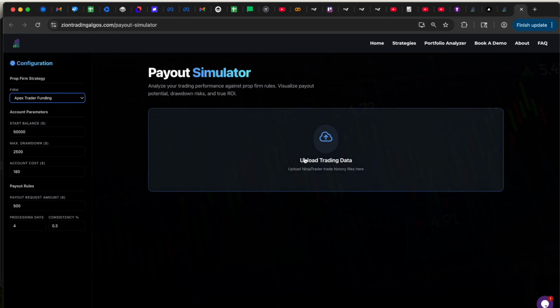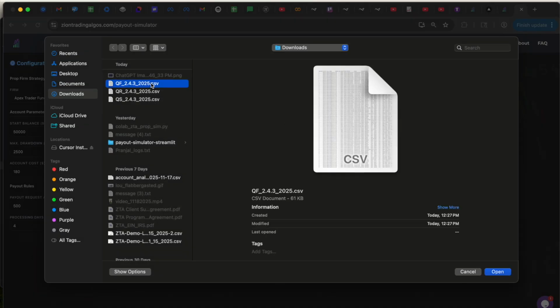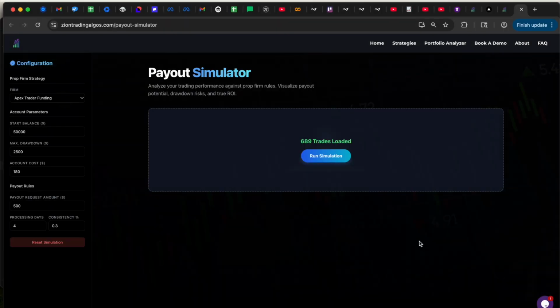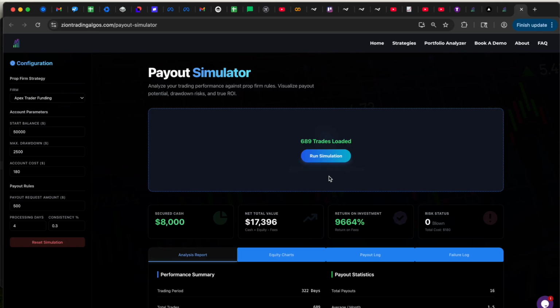Of course, as you know, we have a prop firm portfolio, which consists of 3 strategies at the current moment. And so what if I was using the ZTA prop firm portfolio with this tool? And what if I wanted to model out how this portfolio would have performed? So you can see here that I uploaded all of the files. It says 689 trades loaded. And now I just have to tap run simulation here.